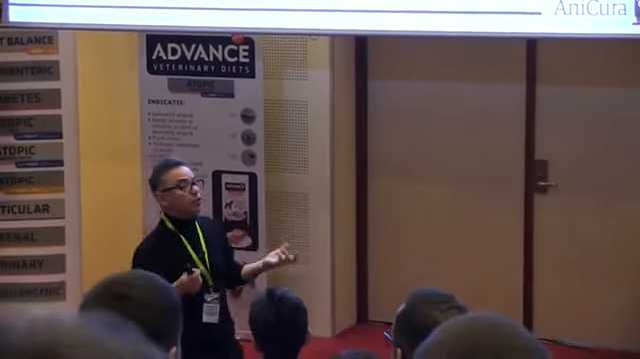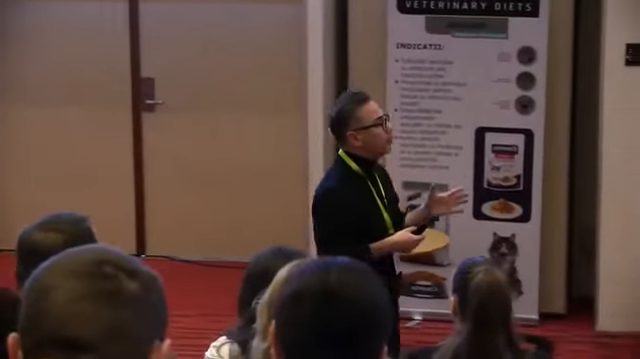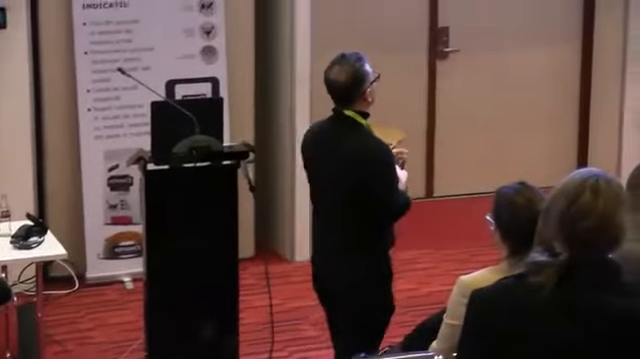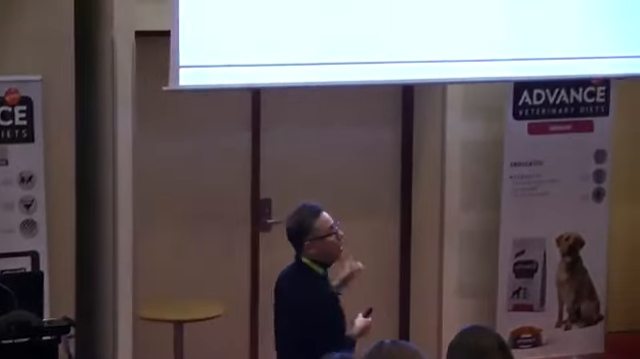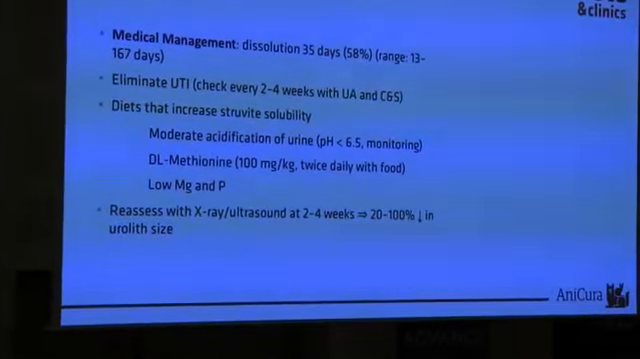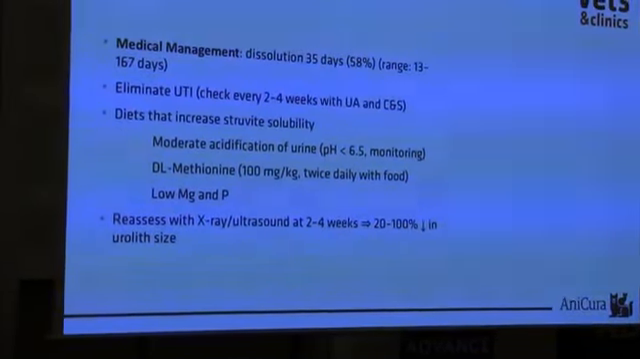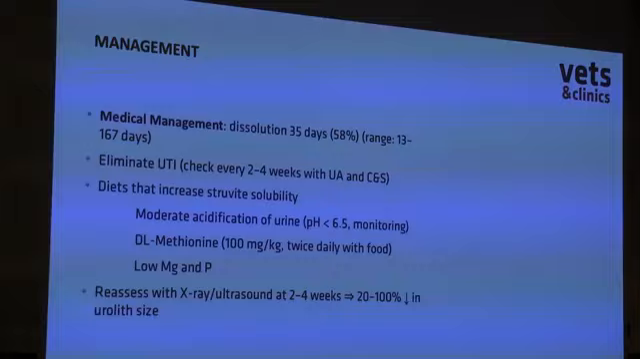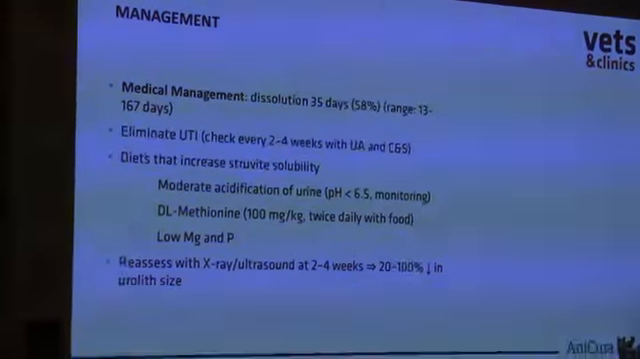Okay, and you have to combine with the diet. That is the importance of the diet, to increase the struvite solubility, and this diet decreases the pH. This diet has L-methionine that decreases the pH and presents a low concentration of magnesium and phosphorus. Okay, and at the same time you have to check with imaging tests for the presence of urolytes in the urine and the bladder every 2 to 4 weeks. Okay.